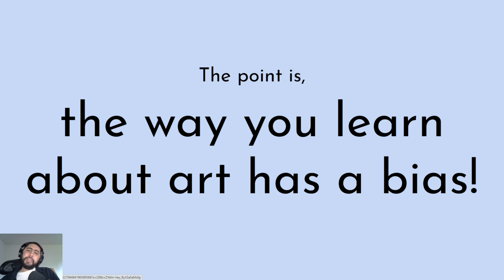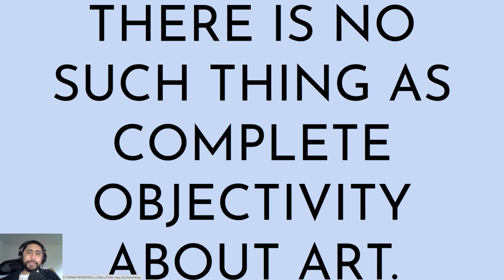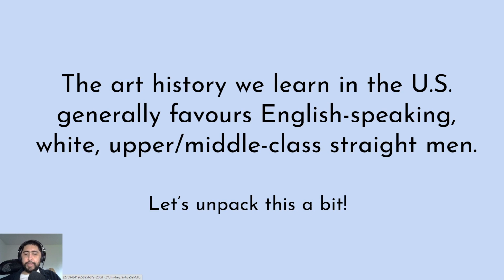So the point is the way you learn about art has a bias, and there is no such thing as complete objectivity about art, because everything we see is influenced by who we are. All right, so the art history we learn in the U.S. generally favors English-speaking, white, upper or middle class straight men. Let's unpack this a bit, because just saying that doesn't really mean anything unless we really think about it.